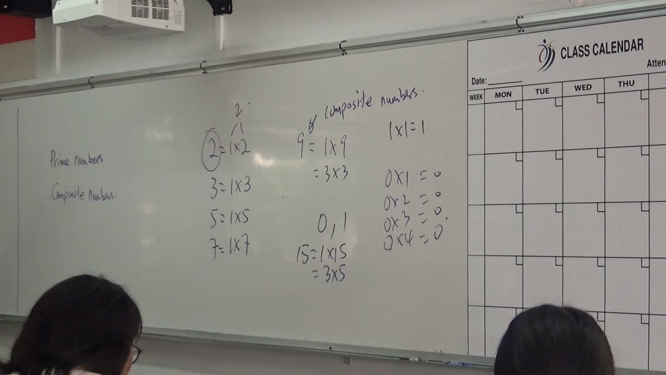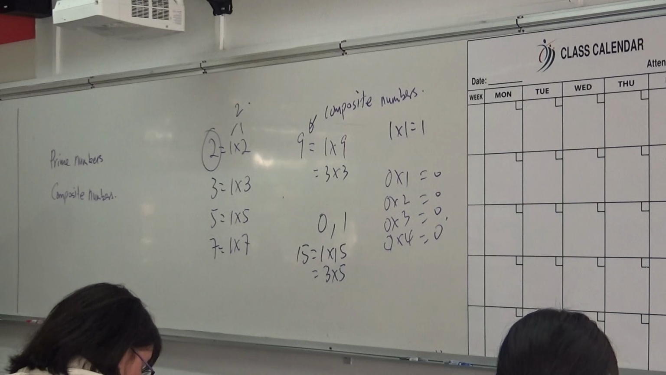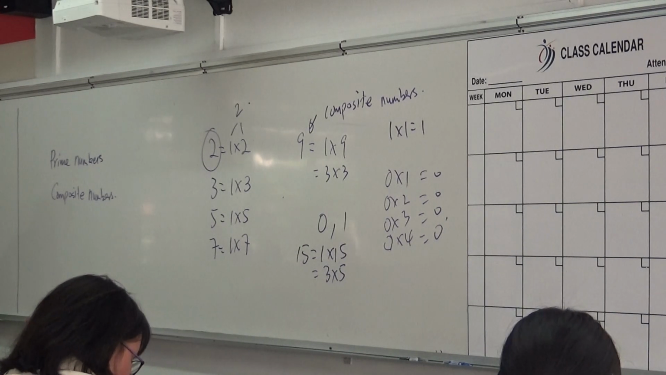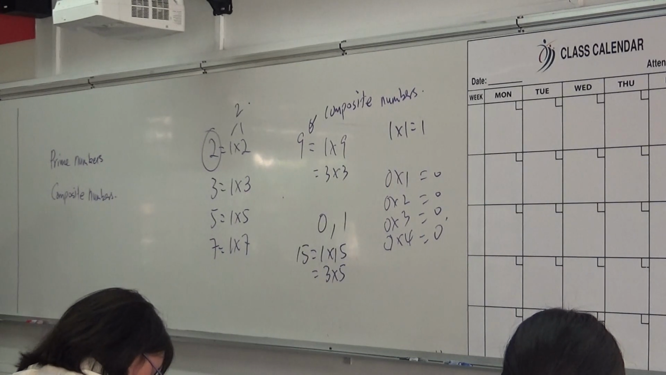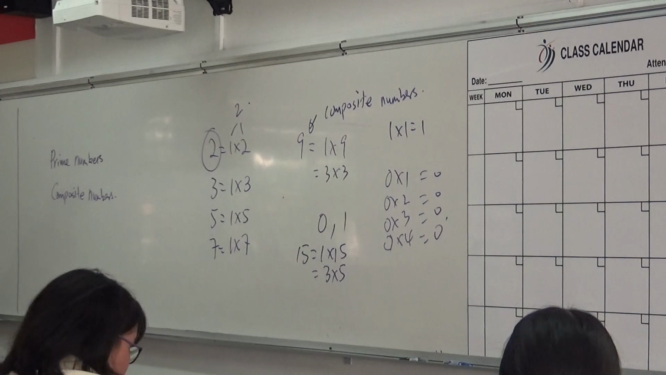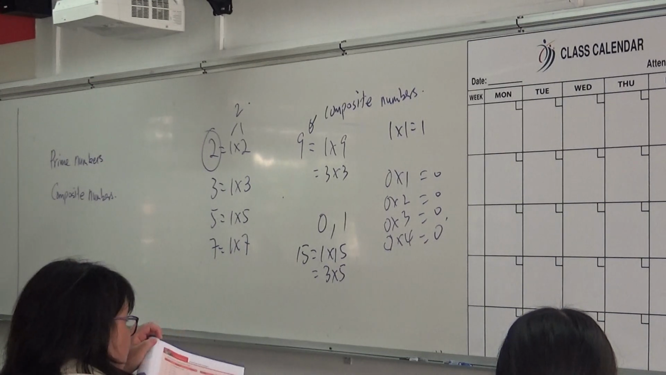Everybody okay? Look at the second line. A composite number is a whole number that has more than 2 factors. Agree? Last line, 0 and 1 are neither prime nor composite. They are not prime and they are not composite.